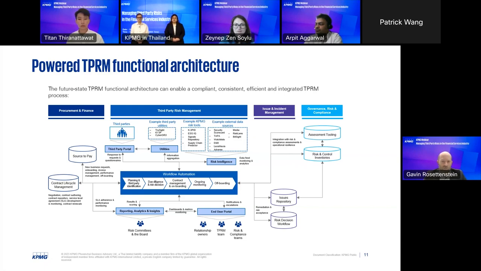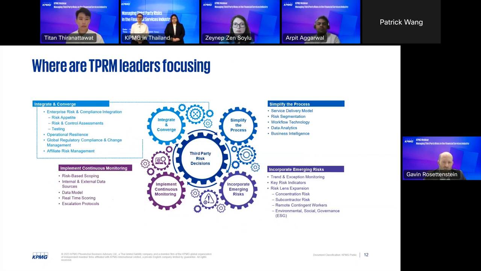Conscious of time, I'm going to move on to the next page very quickly and just talk about where we are seeing TPRM leaders focusing their time and effort. And you can see some of it links, and we've spoken briefly on it over the previous pages. So we see then the first cog on the left there around integrate and converge.